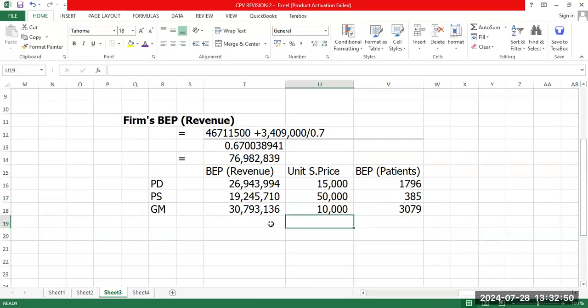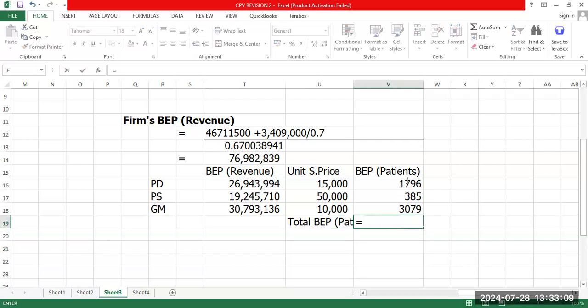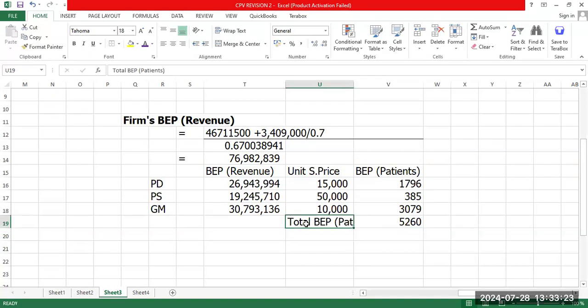And remember, as we answer the question, what is our focus? Our focus is to get the total break-even point in patients. Remember, it is one of the things we need as we plot, which will be this plus this plus this. So you need that as you plot.